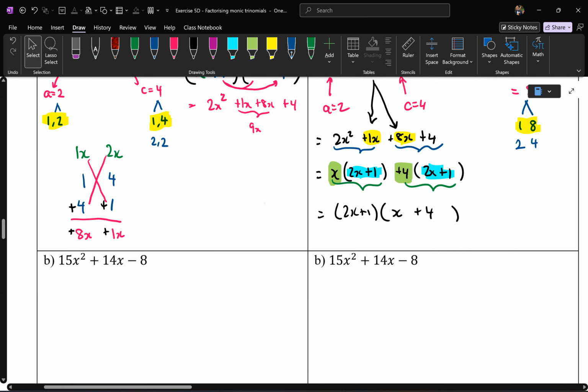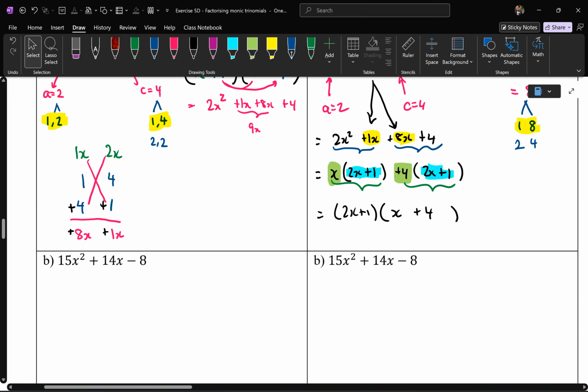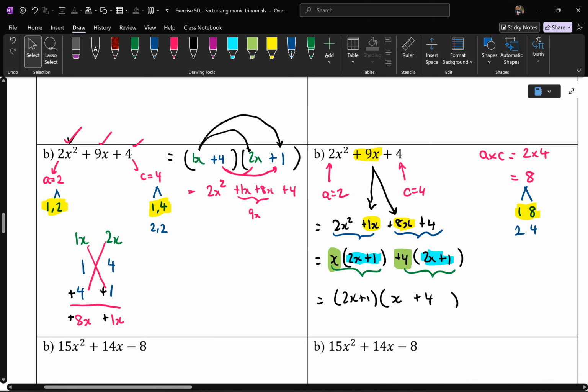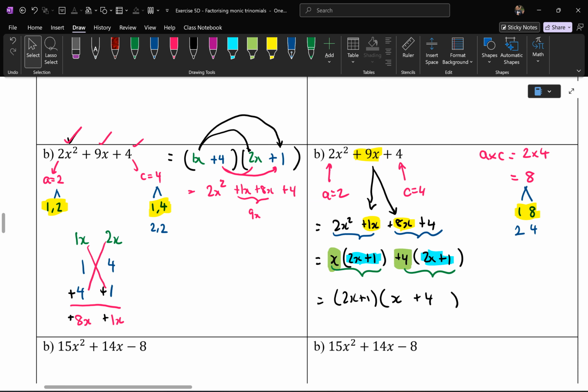Should I show you? Can I get a show of hands just so I know how you're feeling at the moment? Who feels as if that cross method is a bit confusing for them? Can you get a show of hands? Hands up if you felt the grouping method's easier to understand than the cross method.